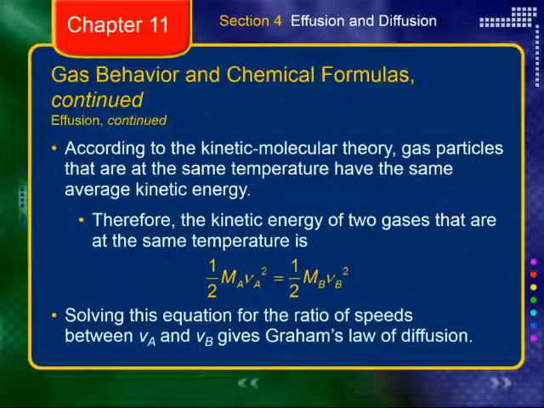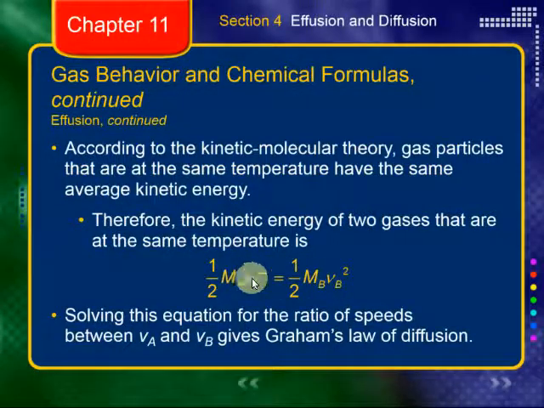According to the kinetic molecular theory, gas particles that are at the same temperature have the same average kinetic energy. Therefore, kinetic energy of the two gases that are at the same temperature can be expressed as thus: 1/2 m_A v_A squared and 1/2 m_B v_B squared. Because any two particles at the same temperature will have the same amount of kinetic energy, both of these equations, the 1/2 mv squared for A and the 1/2 mv squared for B, will be the same number. It's going to be the same value because it's the same kinetic energy, because we said it's at the same temperature.